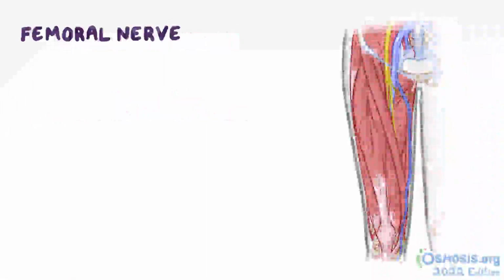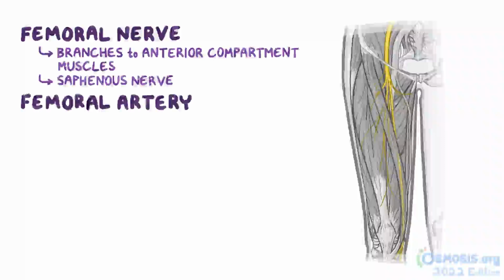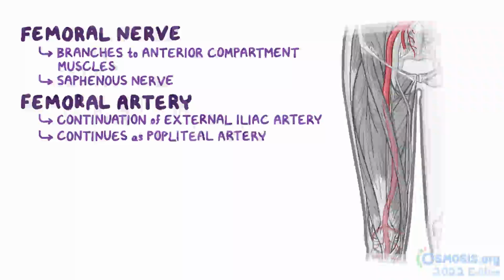The femoral nerve enters the femoral triangle deep to the inguinal ligament, sending several branches to anterior compartment muscles and terminating distally as the saphenous nerve. The femoral artery starts distal to the inguinal ligament as a continuation of the external iliac artery and travels through the adductor canal and reaches the adductor hiatus. Here, the artery enters the popliteal fossa, from where it continues as the popliteal artery.